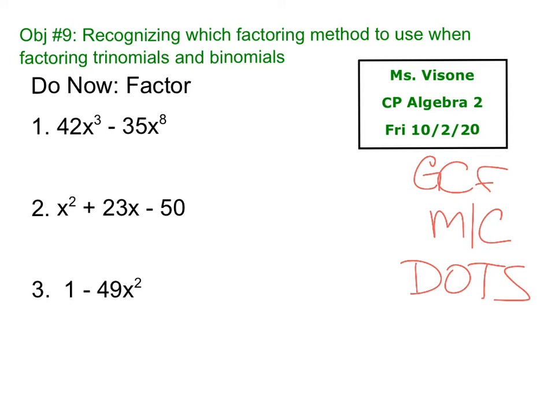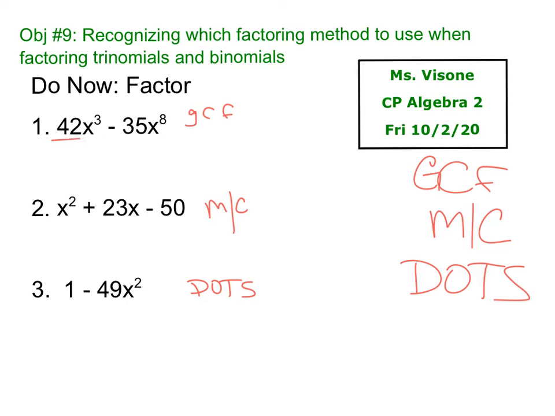So I actually put them in order, right? Number 1, there's x's everywhere. That's a GCF problem. Number 2, it starts with an x squared, 3 terms. That's your MC. And number 3, that's perfect squares. So now pause the video and factor all 3 of them.